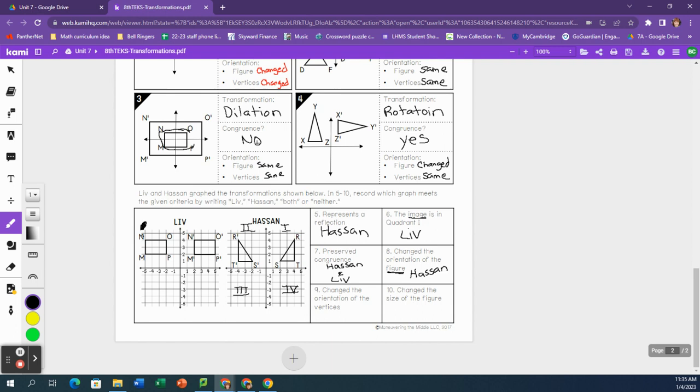Change the orientation of the vertices. Who changed the orientation of the vertices? Hassan. Because now we're not going clockwise, STR is clockwise, and this is going counterclockwise. And then change the size of the figure. Neither.